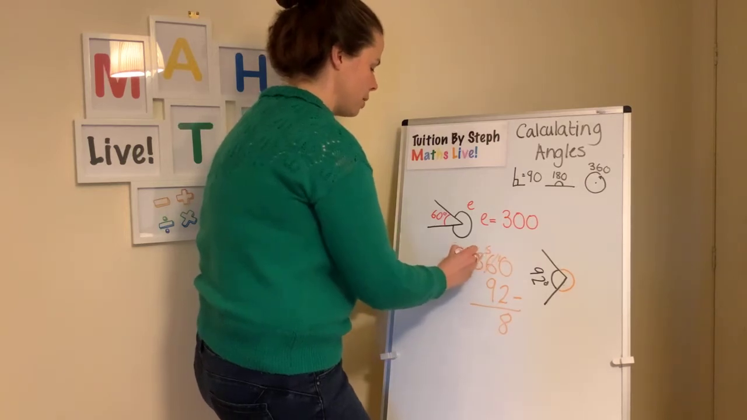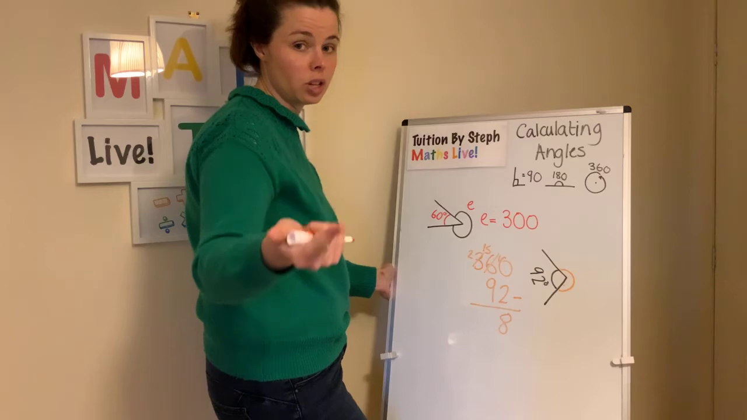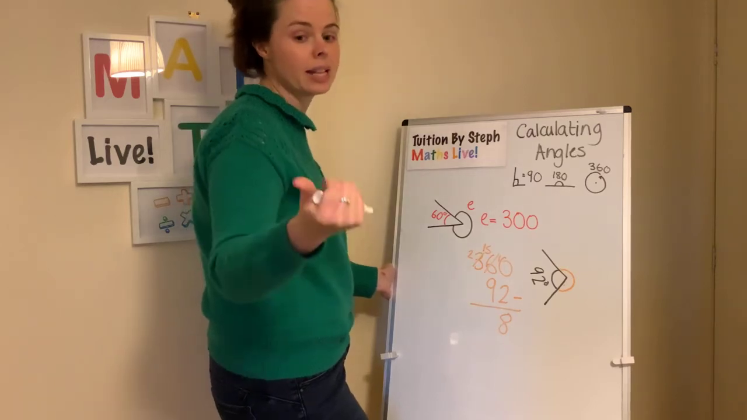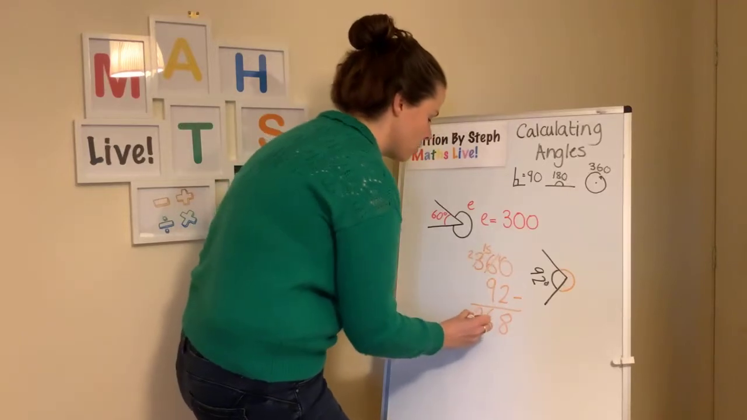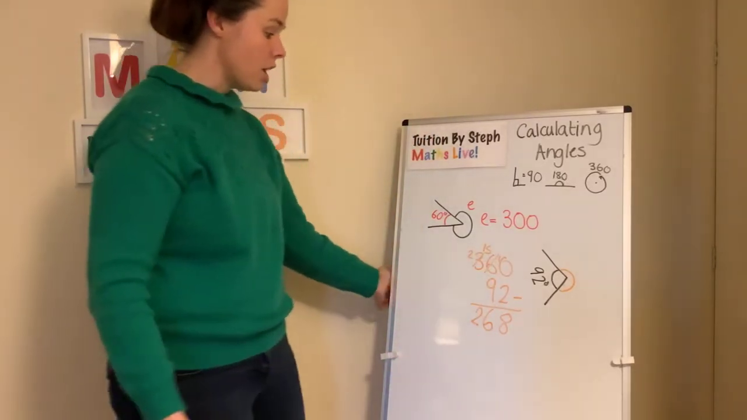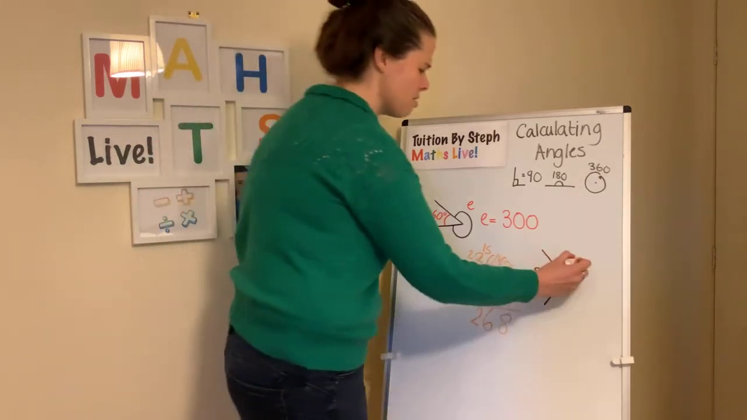So a bit more calculating with this one. Okay, so 15, 14, 13, 12, 11, 10, 9, 8, 7, 6. And then you've got your 2 left over. I know it looks like a huge number. You're thinking, can it be 268 degrees? Can it?